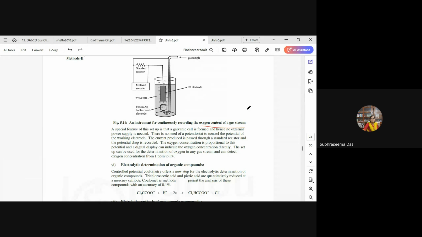A special feature of this setup is that a galvanic cell is formed and hence no external power supply is needed. There is no need of a potentiostat to control the potential of the working electrode. The current produced is passed through a standard resistor and the potential drop is recorded. The oxygen concentration is proportional to this potential and it can be read from the digital display.